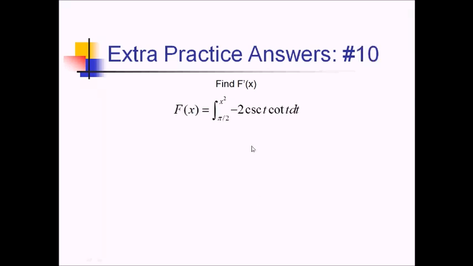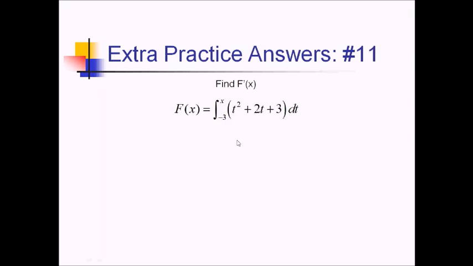For this one, we're taking the derivative of this integral with x squared as the upper limit. So that'll end up being, if we plug that in for the dummy variable, negative 2 cosecant of x squared cotangent of x squared times that tail of 2x. Cleaning this up a little, we've got negative 4x and then the rest of that stuff.